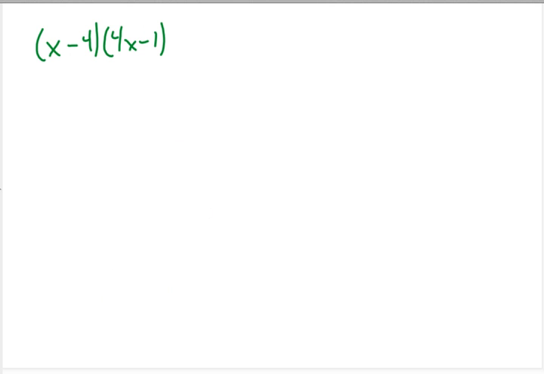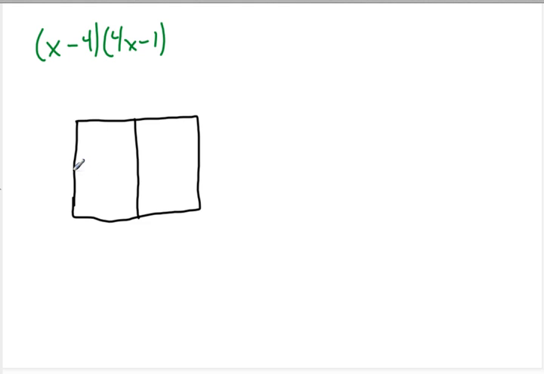Let's try one more. So now we have x minus 4 times 4x minus 1. Again, I'm going to use the box method. But make sure your notes show all methods, including algebra tiles, which we'll use in class. So I'm going to have x minus 4. I'll put the minus again right there. And then 4x, and the subtraction is going to stay with the 1.